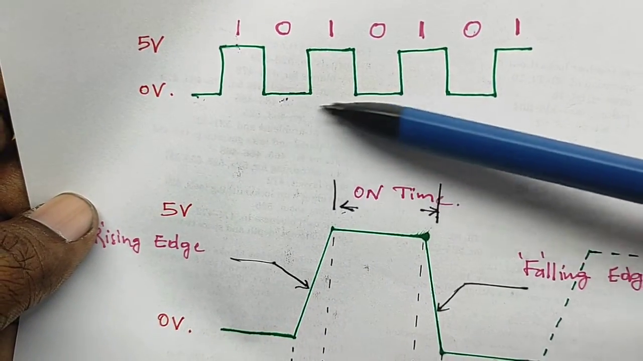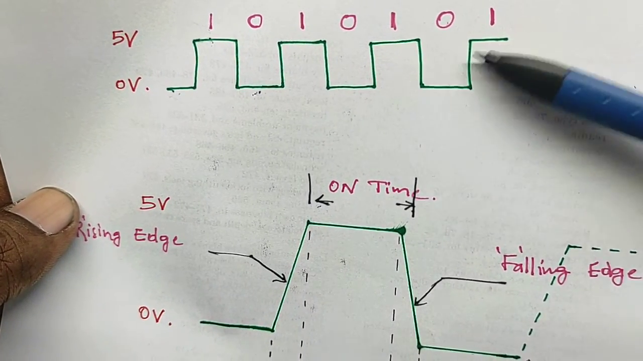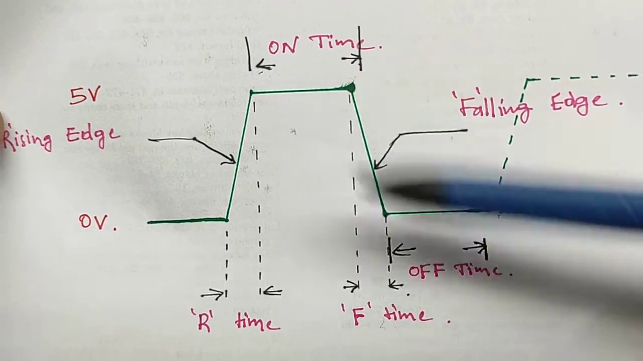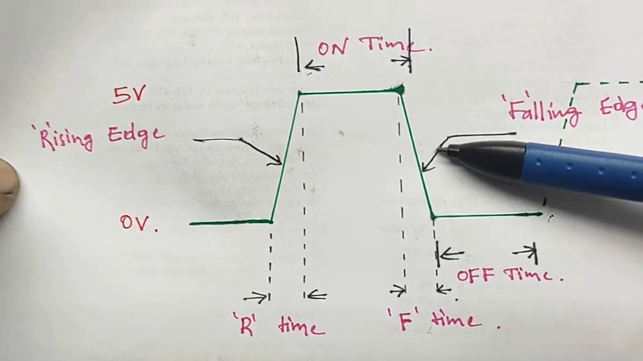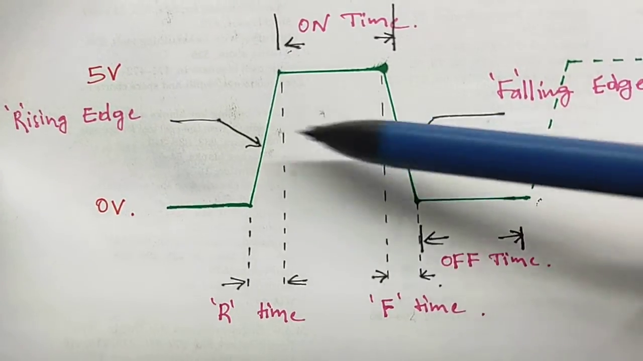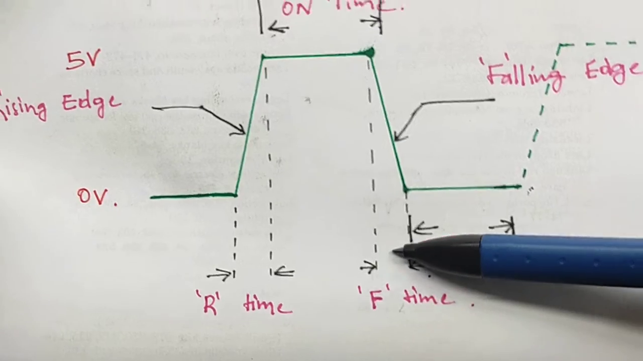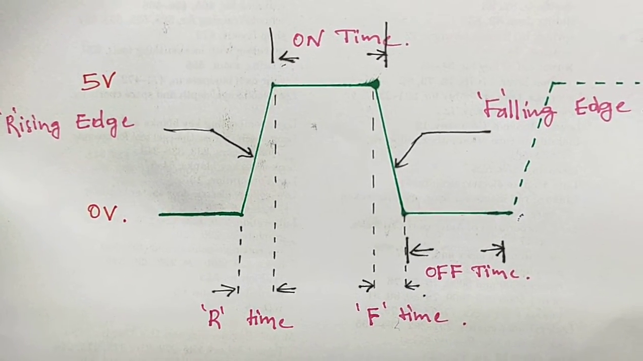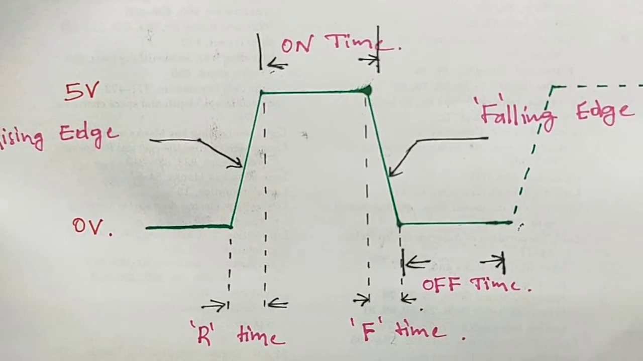This is the continuous clock pulse, 1 0 1 0 1 0 1, and this is a single clock pulse diagram. This is on time, this is off time. Most important are the rising edge and falling edge. Most digital circuits work on the rising edge and falling edge. The rising time and falling time are also important in digital circuits. Now let me show you how the rising edge and falling edge are important to the digital circuit.